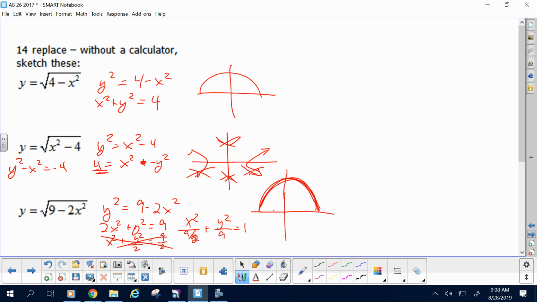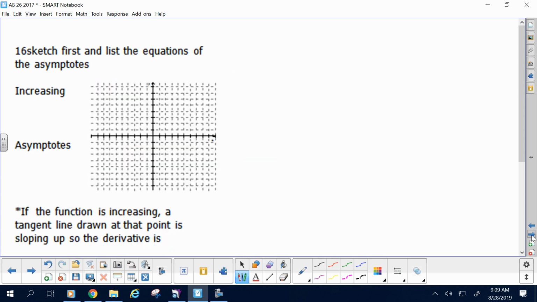What would make one of these a bottom half? Negative in front of the root. Okay. Excellent. 16.